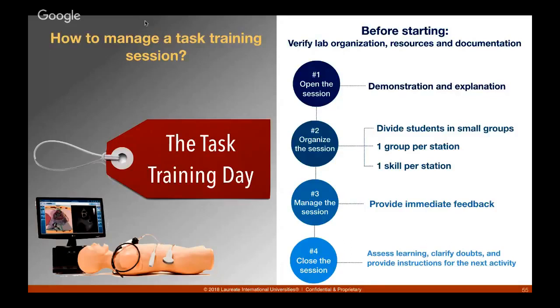Assess learning, clarify doubts, and provide instructions for the next activity. You need to make sure that your students reach the objectives of the session. So you need to assess learning, and you need to clarify all doubts.